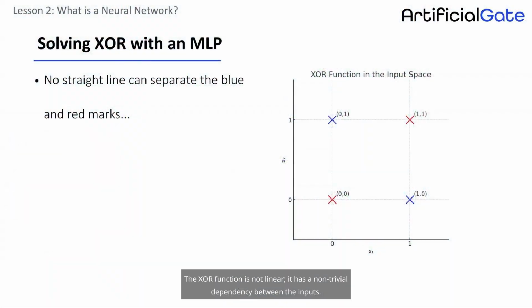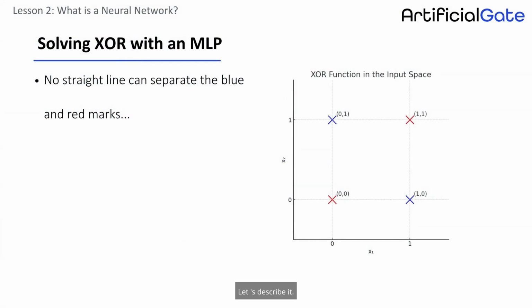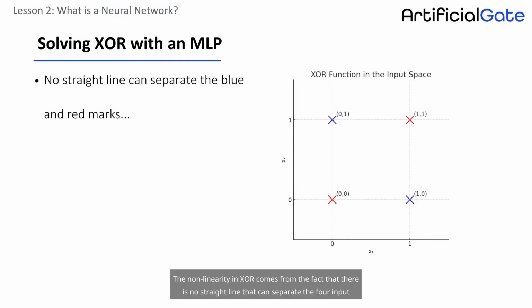The XOR function is not linear, it has a non-trivial dependency between the inputs. Let's describe it. Two inputs, values of 0 or 1. It outputs a value of 1 only if the inputs are different. The nonlinearity in XOR comes from the fact that there is no straight line that can separate the four input pairs so that the outputs of 1 and 0 are completely separated, as shown here in the graph.